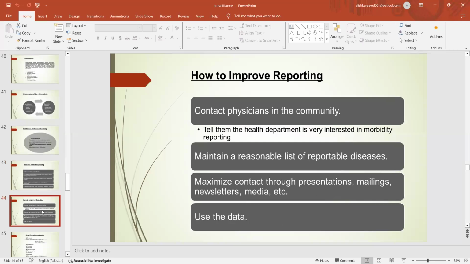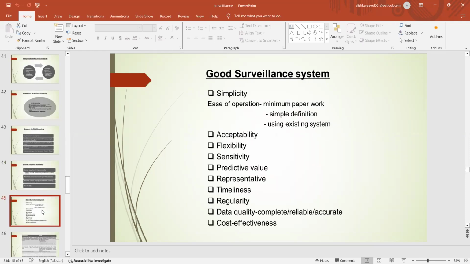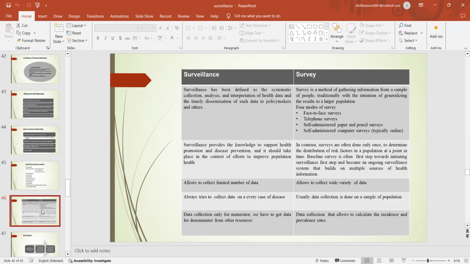How to improve the reporting? Contact physicians in the community. Tell them the health department is very interested in morbidity reporting. Maintain a reasonable list of reportable diseases. Maximize contact through presentations, mailings, newsletters, media. Use the data. Good surveillance system: simplicity, ease of operation, minimum paperwork, simple definition using existing system. Acceptability, flexibility, sensitivity, predictive value, representativeness, timeliness, regularity, data quality, completeness, reliability, accuracy. Cost effectiveness.